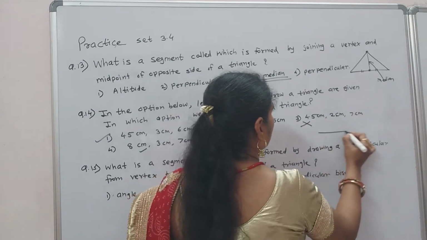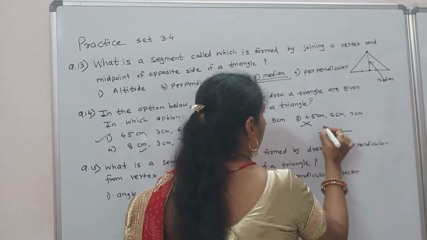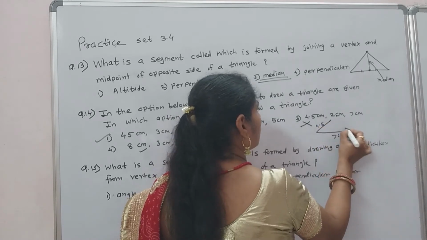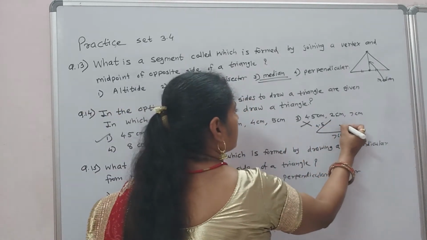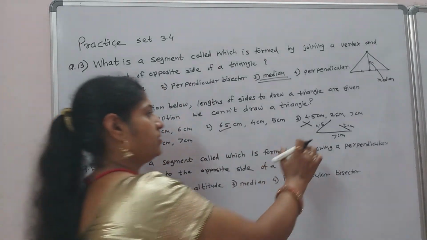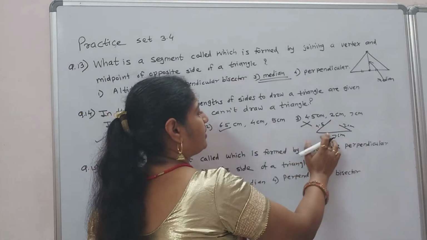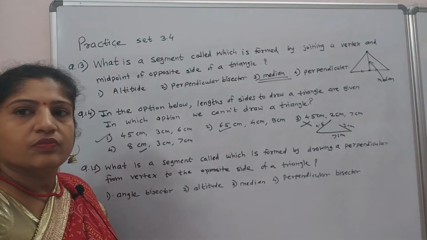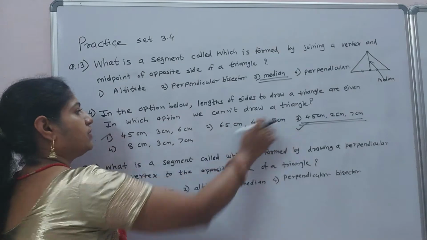When we draw the 7 centimeter and then 4.5 centimeter, now take the 2 centimeter, the closed figure cannot be drawn. Try it, this triangle cannot be drawn. So answer is option number 3.